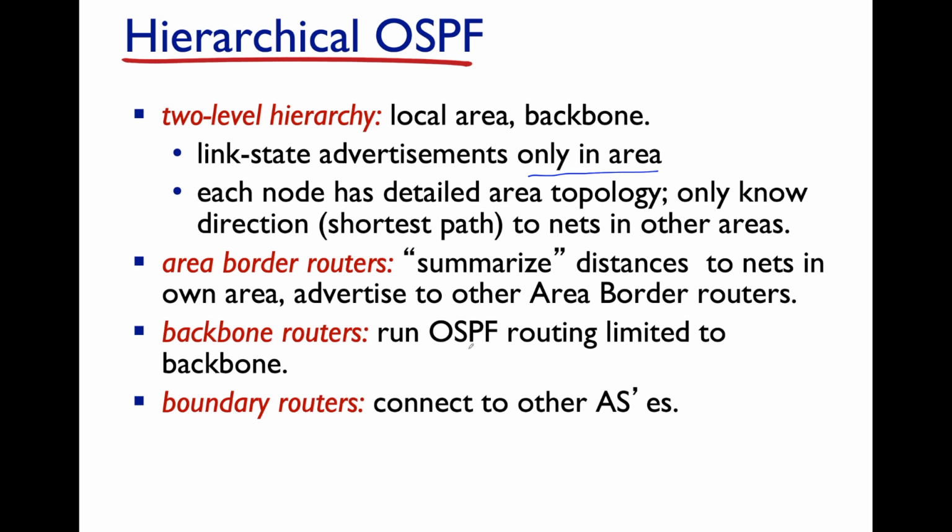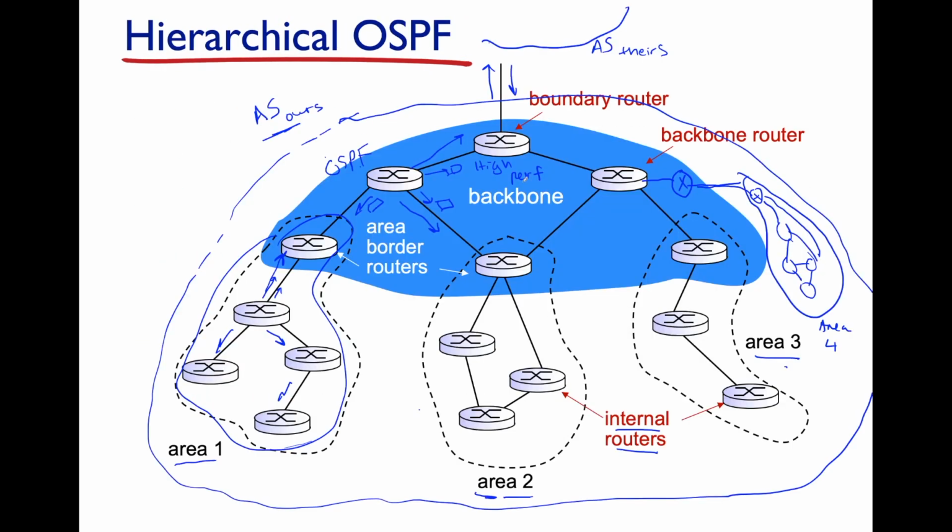Okay, so the backbone routers run OSPF routing, so that's link state broadcast through flooding, as well as Dijkstra's algorithm, but it limits it to the backbone. And the boundary routers, as I said, connect to other autonomous systems. That's the boundary out here for all of the outbound traffic from our autonomous system to someone else's autonomous system.